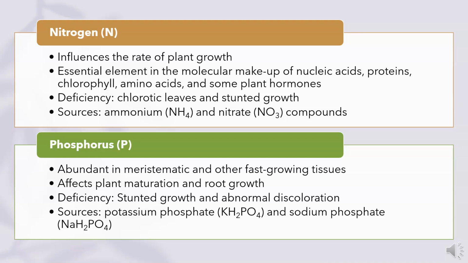Phosphorus is abundant in meristematic and other fast-growing tissues. As part of DNA and ATP (adenosine triphosphate) molecules, phosphorus is essential for photosynthesis and respiration, and it affects plant maturation and root growth. Symptoms of phosphorus deficiency include stunted growth and abnormal discoloration. Potassium phosphate and sodium phosphate are routinely included in plant tissue culture media as sources of phosphorus.